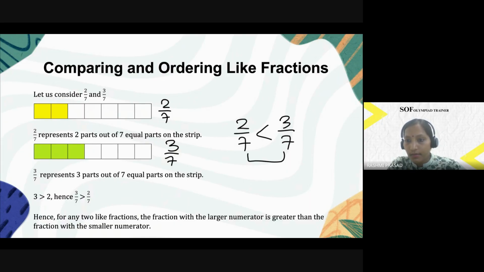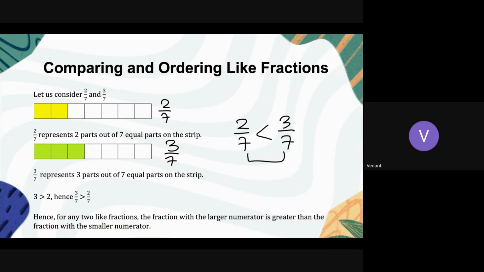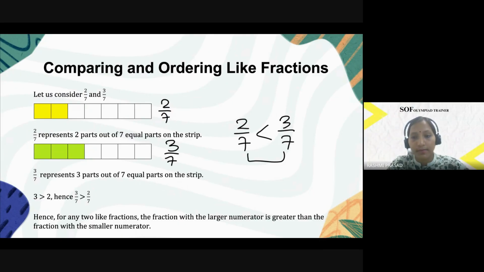Anyone having any doubt? Roshni, any doubt? Don't send emojis, just tell me in the chat. I don't want emojis. Okay, I'm assuming no one has any doubt. Roshni, any doubt? Understood numerator, denominator and all? Okay, fine. Guys, let's move forward then.